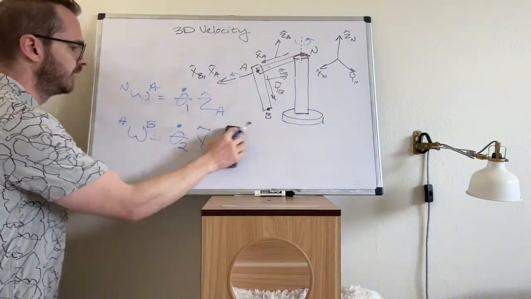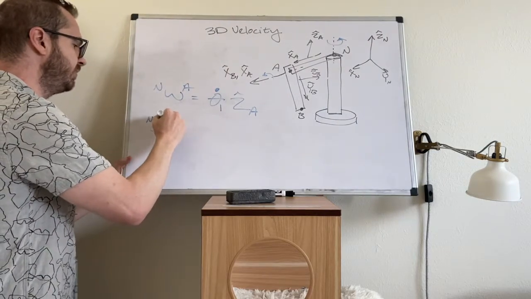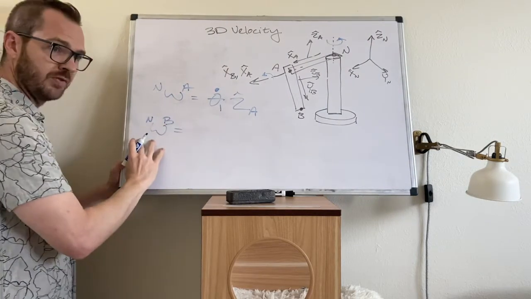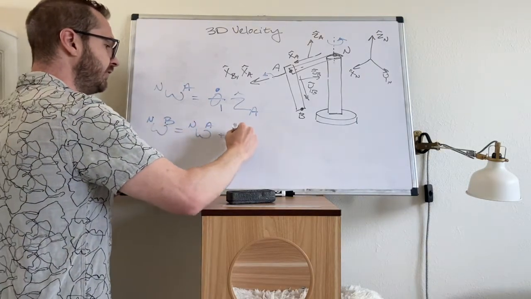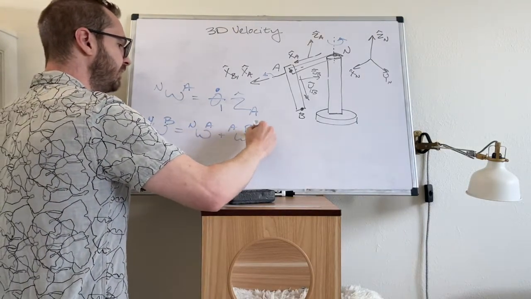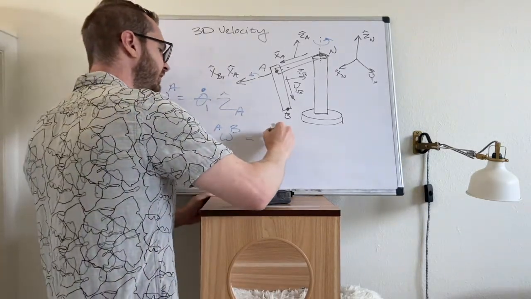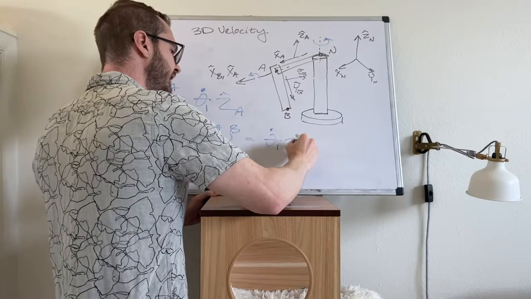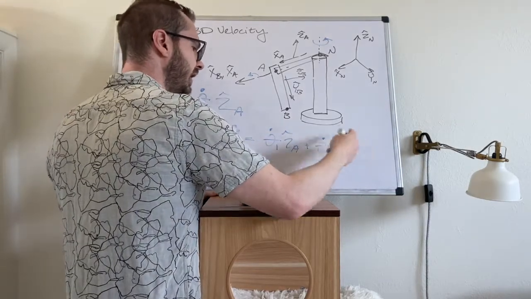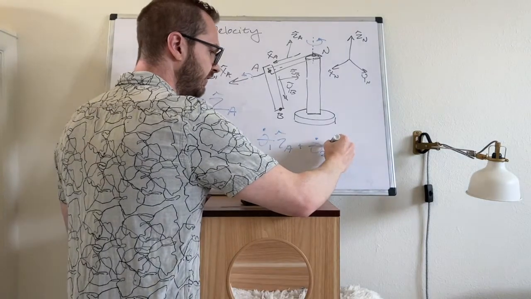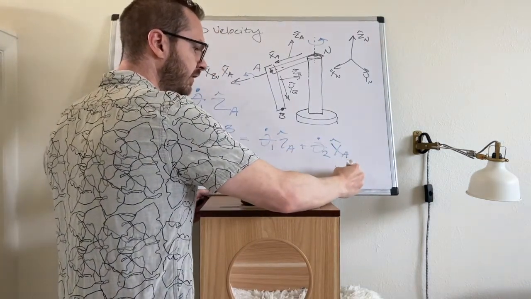Let me erase this, I wrote it kind of big. Omega N to B, right? The total angular velocity is equal to omega N to A plus omega A to B. And you can just add these two. So this is theta 1 dot ZA plus theta 2 dot, and we could write this one as XA if we want. I could also write it as XB.